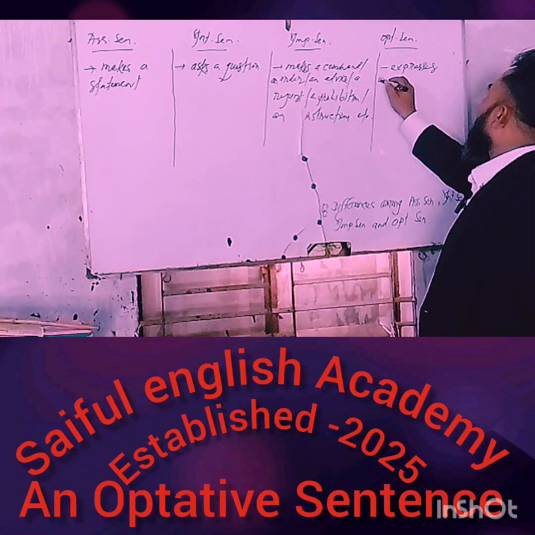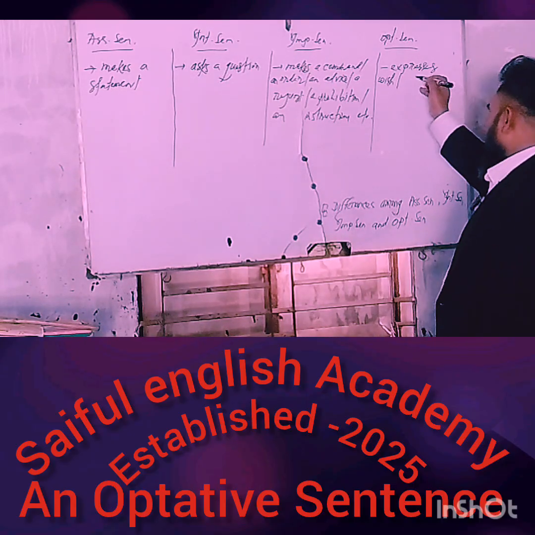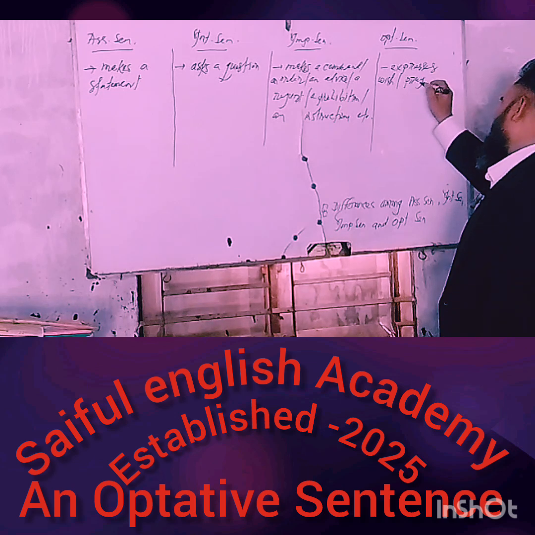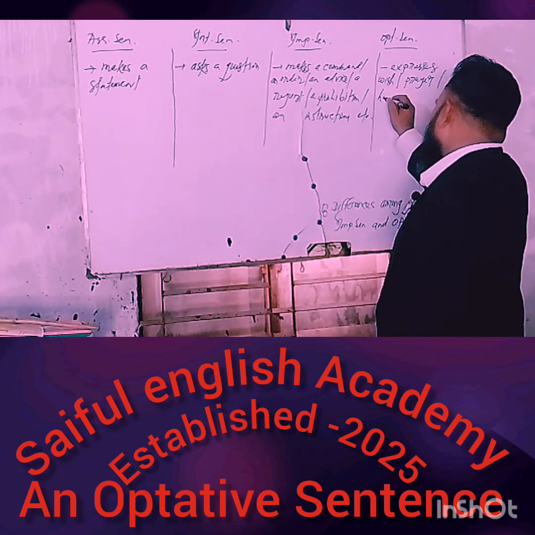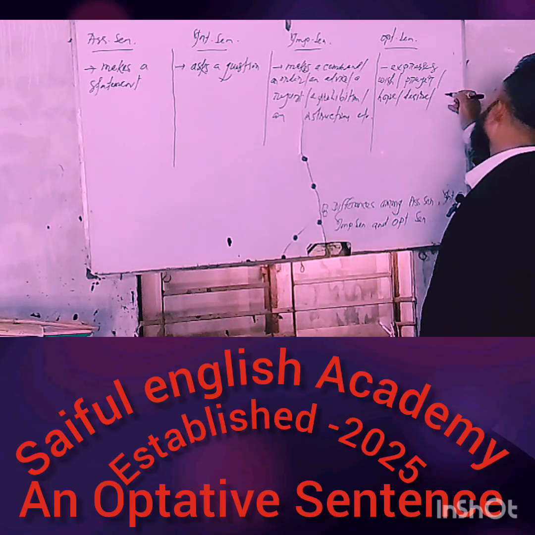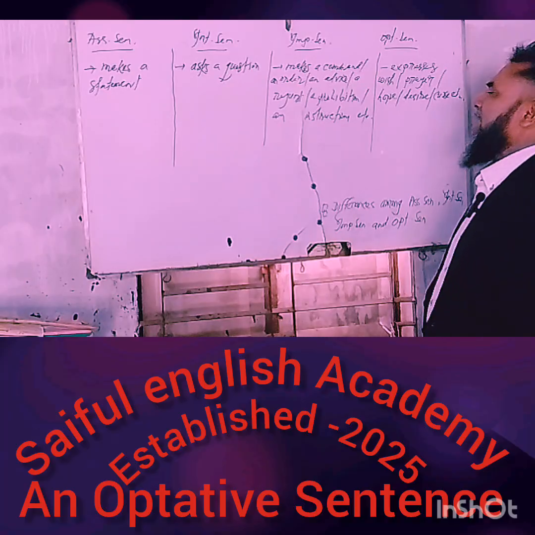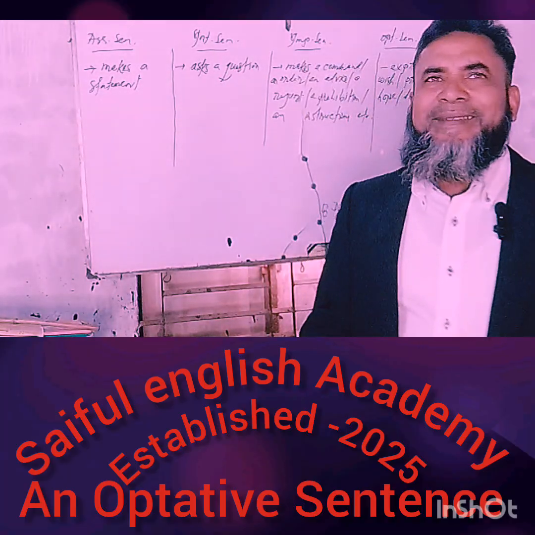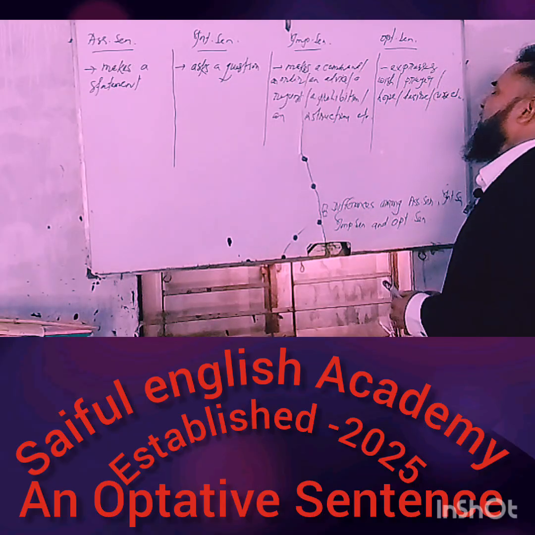On the contrary, an optative sentence expresses wish, fear, hope, desire, curse, etc. And secondly, we can see the difference among them.